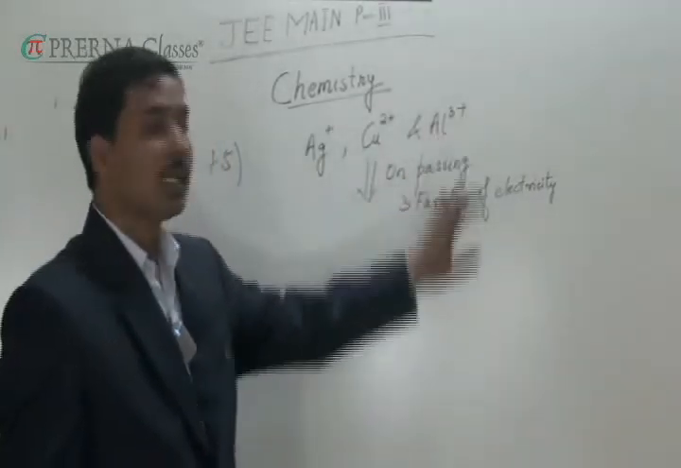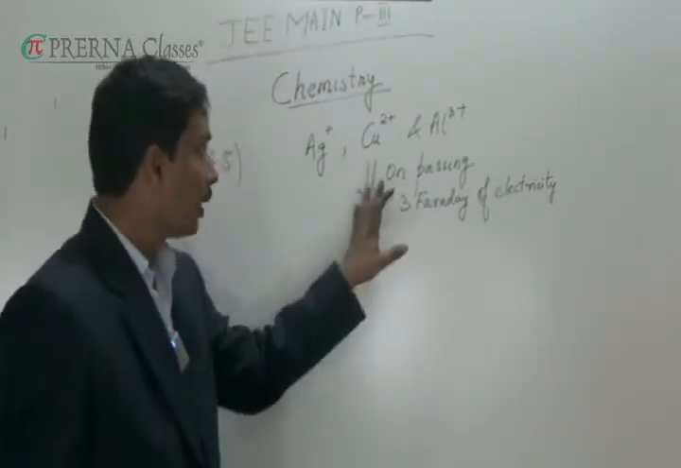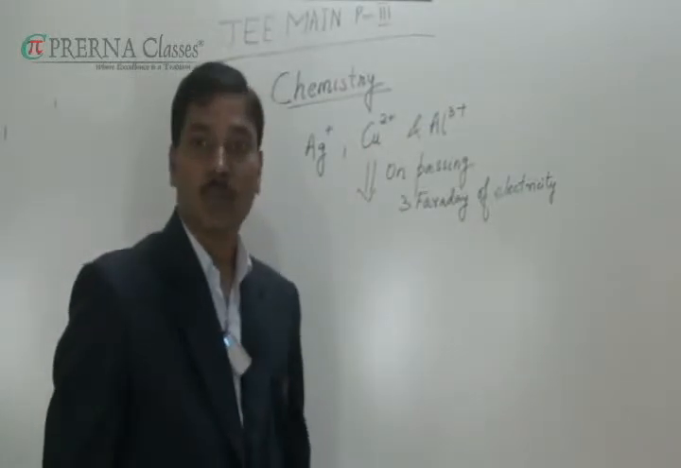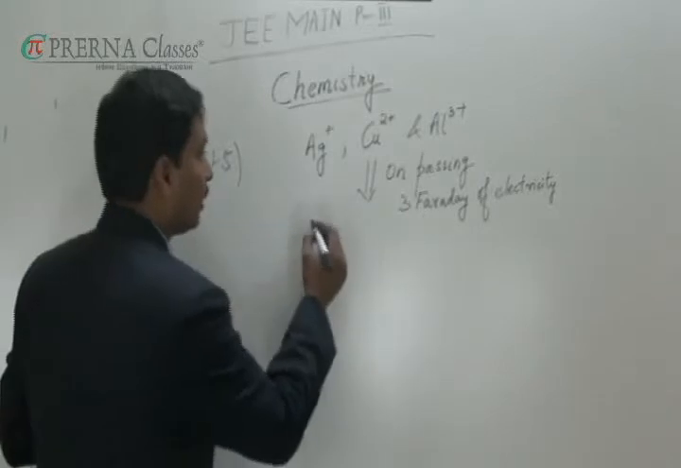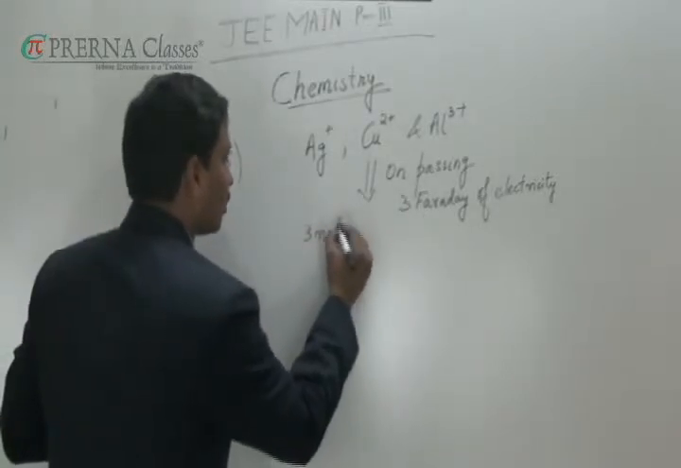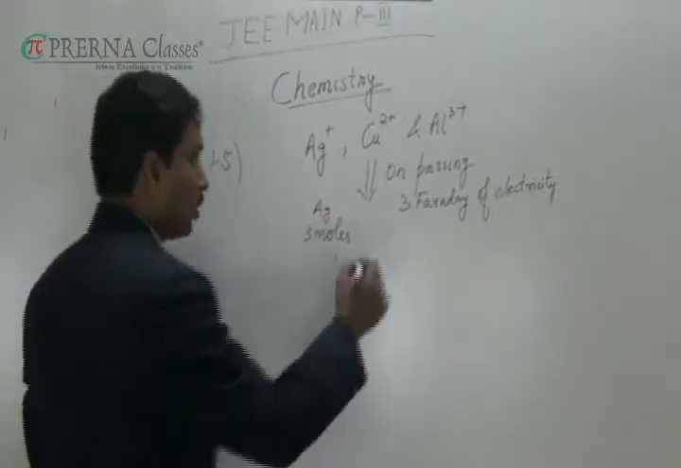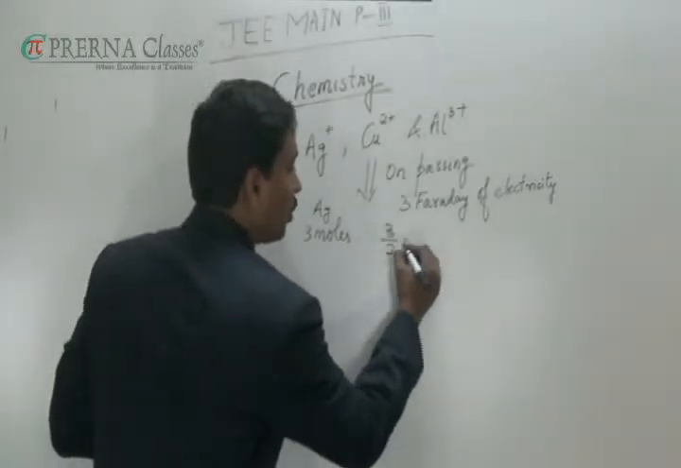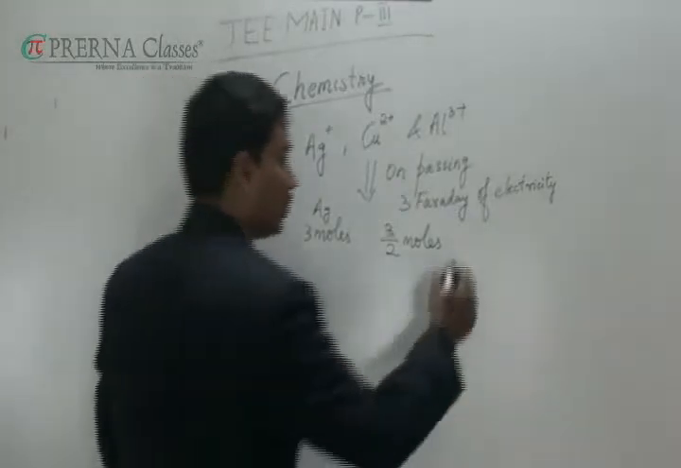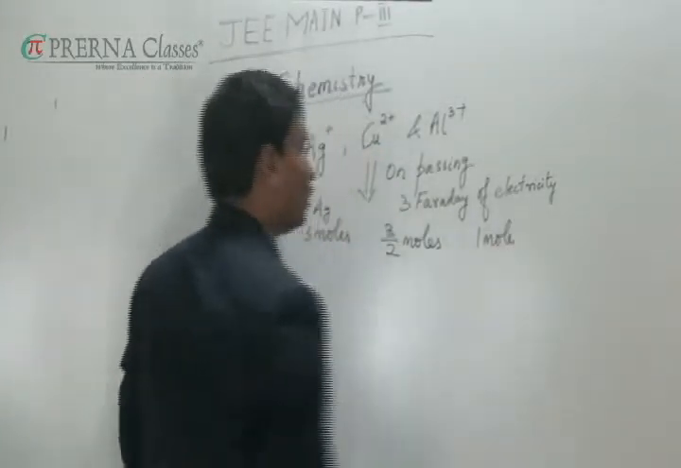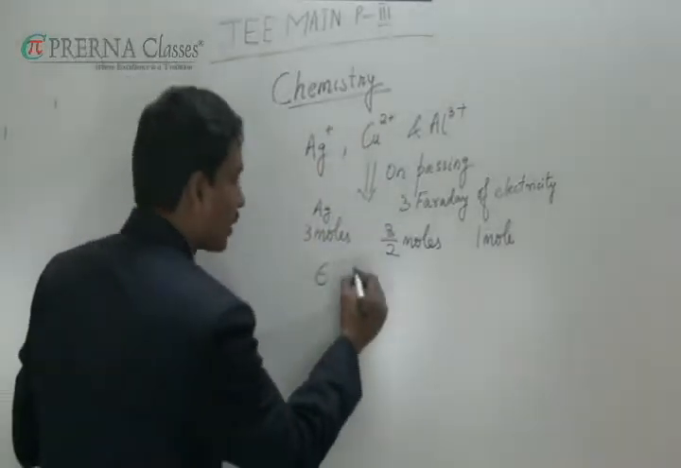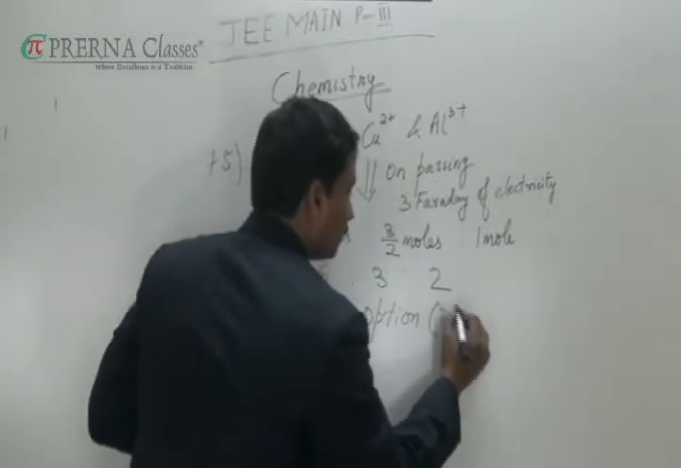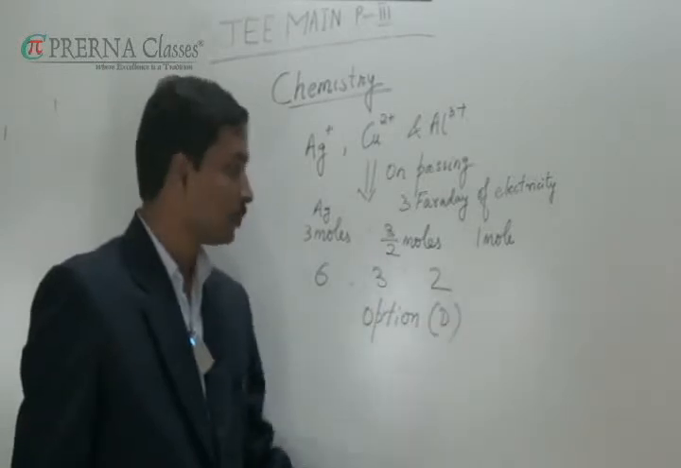Ag plus, Co2 plus and Al3 plus ions are all arranged in series, and on passing 3 Faraday of electricity, what molar ratio of Ag plus, Co2 plus and Al3 plus ions will form? Since we passed 3 Faraday, we can say that 3 moles of Ag will form. And if we consider the divalent ion, since it is 2 plus, it will produce 3 by 2 moles, and Al3 plus will produce 1 mole. So the ratio is 6:3:2. That is option D. That means it is in the ratio 6:3:2.